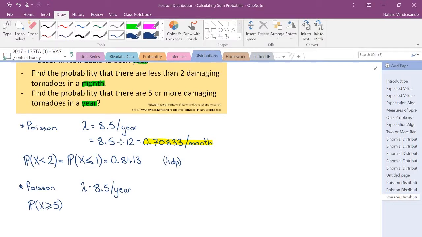So I'm going to write a reverse probability statement, minusing what I don't want from 1. So that looks like 1 minus the probability that x is less than or equal to 4. 4 is the first number of tornadoes that I'm not interested in. I'm interested in 5 or above, not interested in 4 or below. Going across to the calculator.